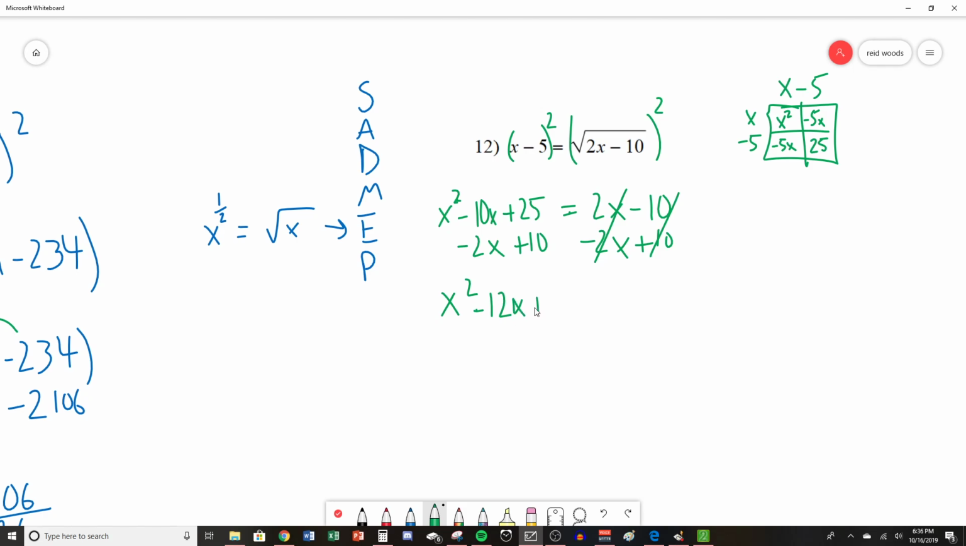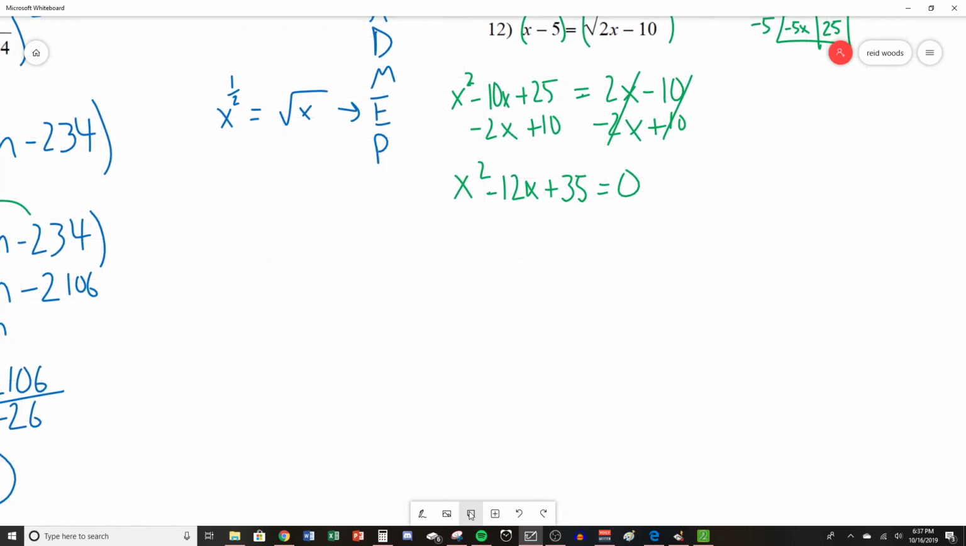plus 35 equals 0. And I can start to solve this, and factoring is going to be the fastest way. You could use quadratic formula too if you want to, but I think factoring is what I'm going to go with on this, because I want to find the factors of 35 that add to give me negative 12. So 1 and 35, that won't work. 3, no, 4, 5, and 7. I think those are all the factors that I can use.